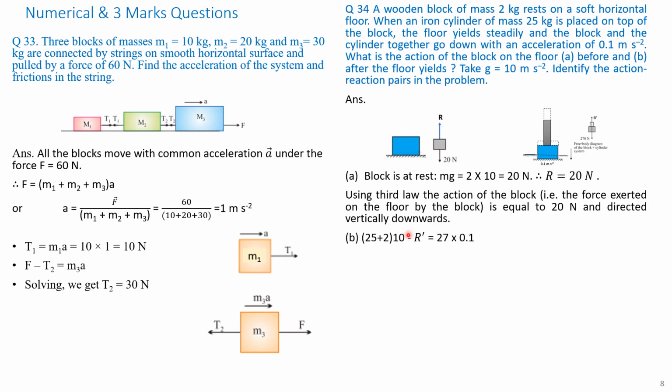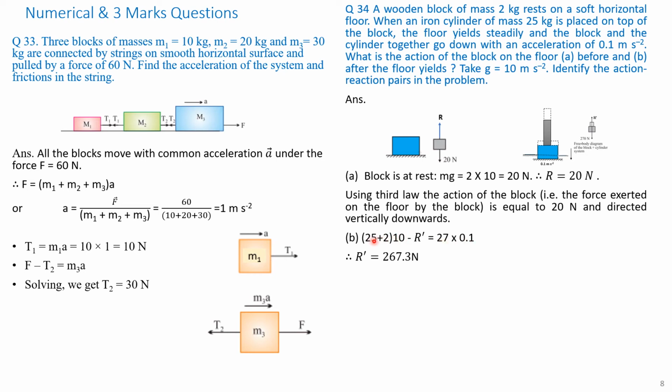Question number B, part B. So now the total weight is increased by 25 kg. Hence it becomes 25 plus 2 into 10 minus R dash, that is equal to 27 into 0.1. 0.1 is the acceleration due to movement of the block, which is in turn due to the weight of the cylinder. Therefore, simplifying, we get R dash is equal to 267.3. Please work it out.